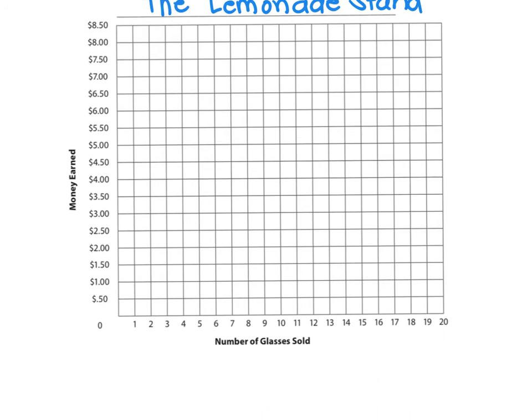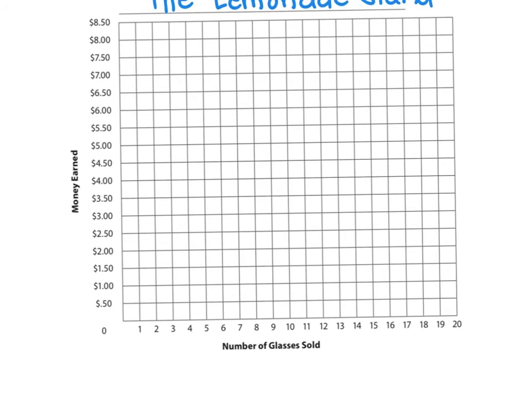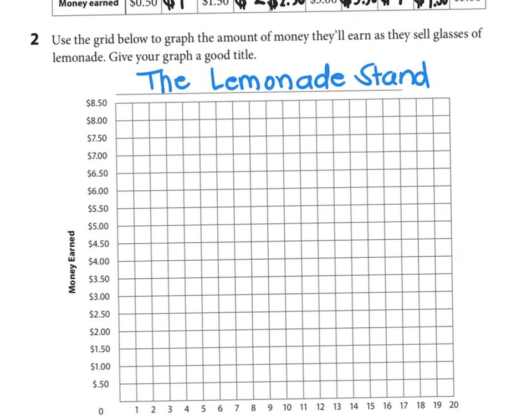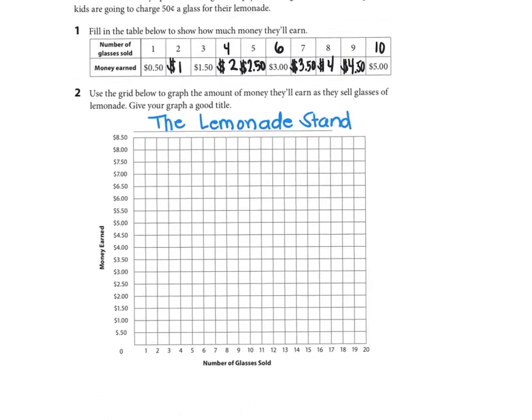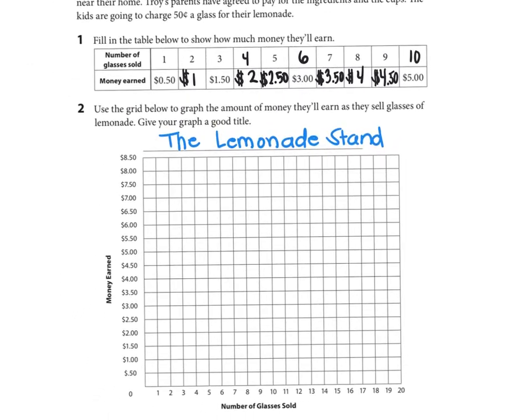Is my X and Y axis already labeled? Yes, it is. Looking at the X axis here, I see it's number of glasses sold, and here it's money earned. The directions again say use the grid to graph the amount of money they'll earn as they sell glasses of lemonade. So if they sell 1 glass, it's going to be 50 cents. 1 is 50, 2 is 1, 3 is 150, 4 is 2. Looks like we're just going to follow this pattern up here.